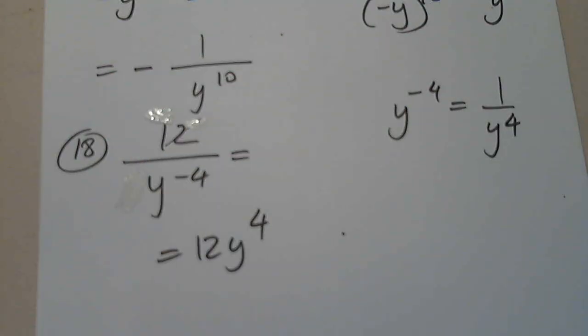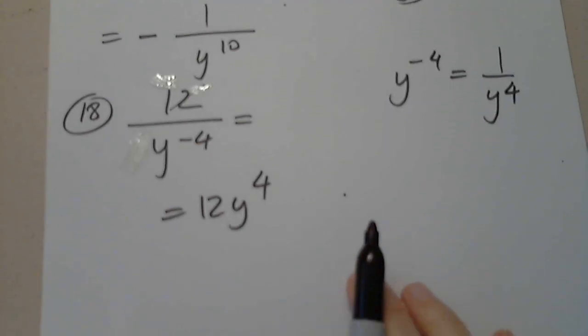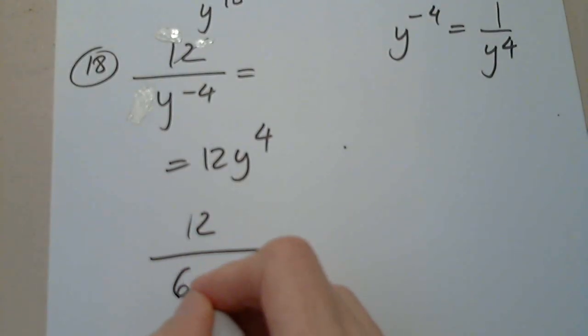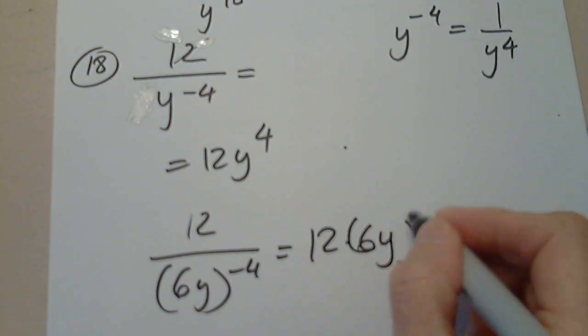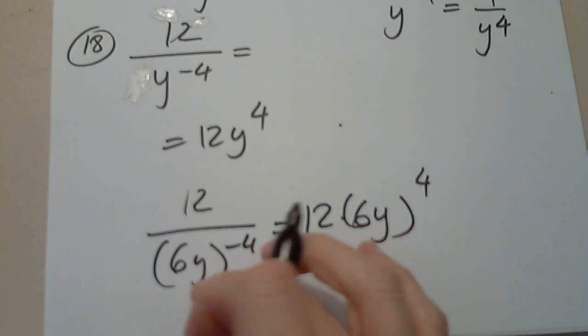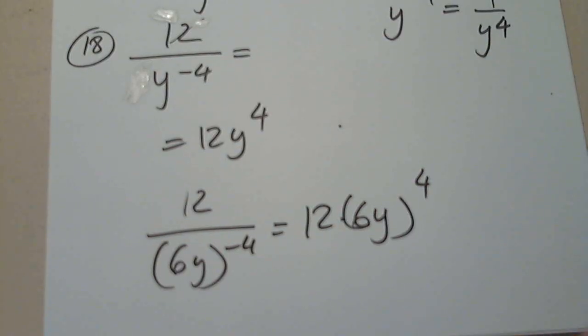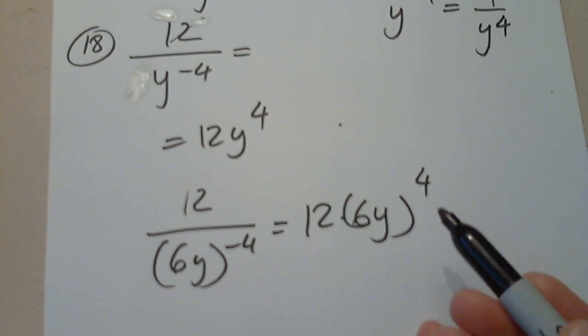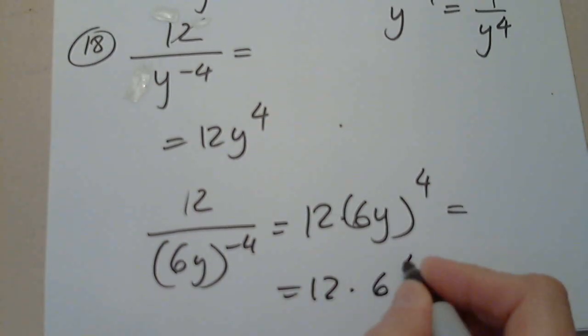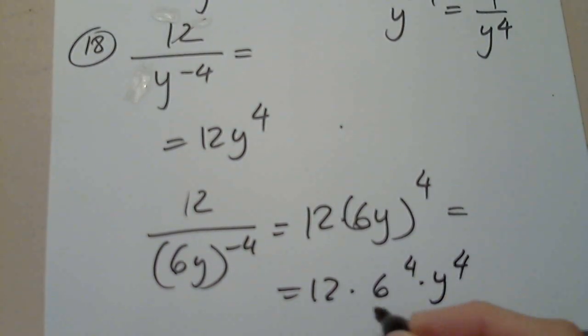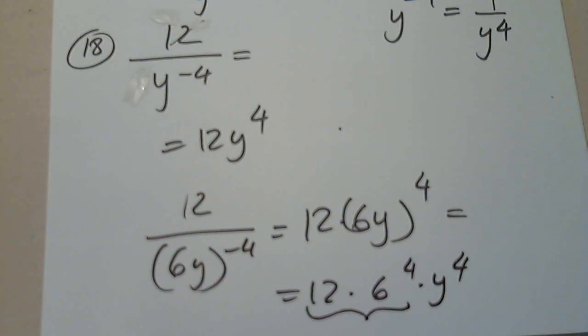So now I will change the problem. So if we have, let's say, 12 divided by 6y to negative 4, the answer is the same, 6y to the 4th power. The whole thing has power negative 4, so the whole thing goes to the top. And now we have 12 times 6 to the 4th times y to the 4th. And I'm considering multiplying these two. So 12 times 6 to the 4th.